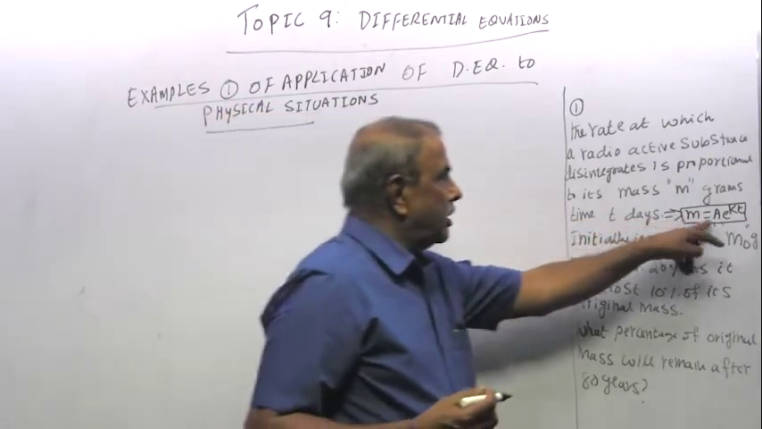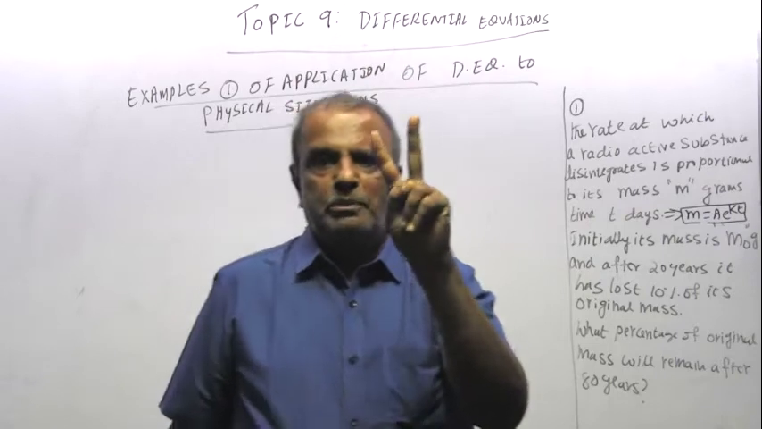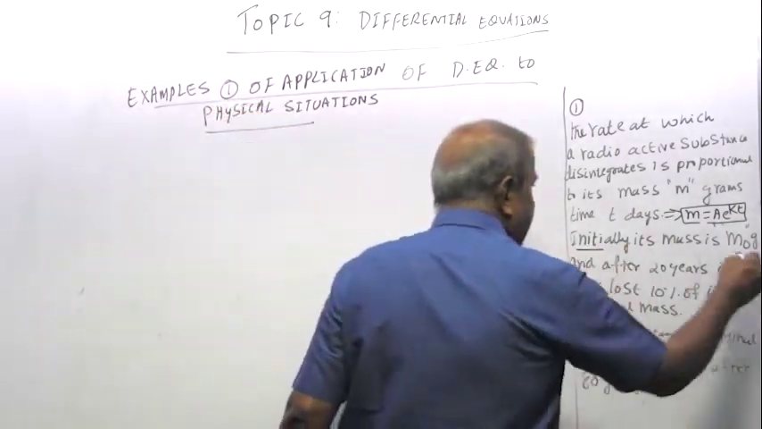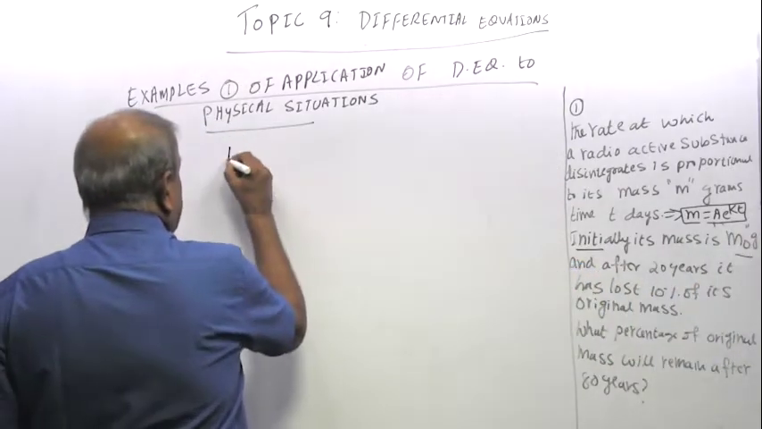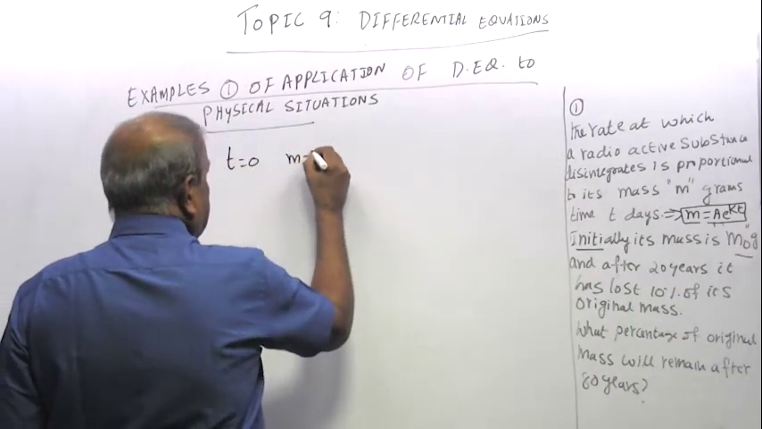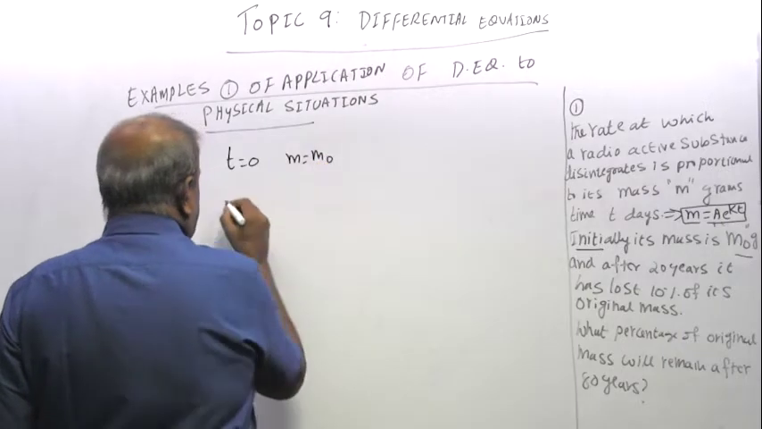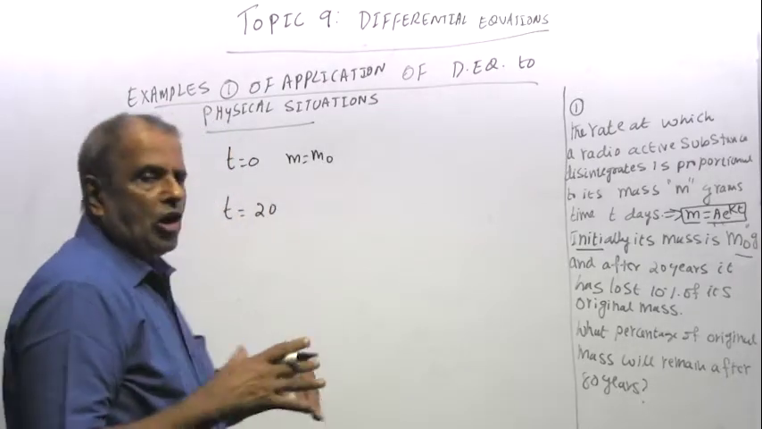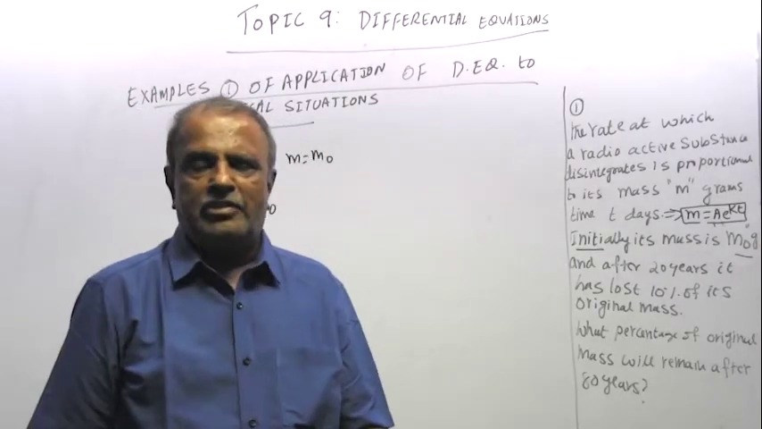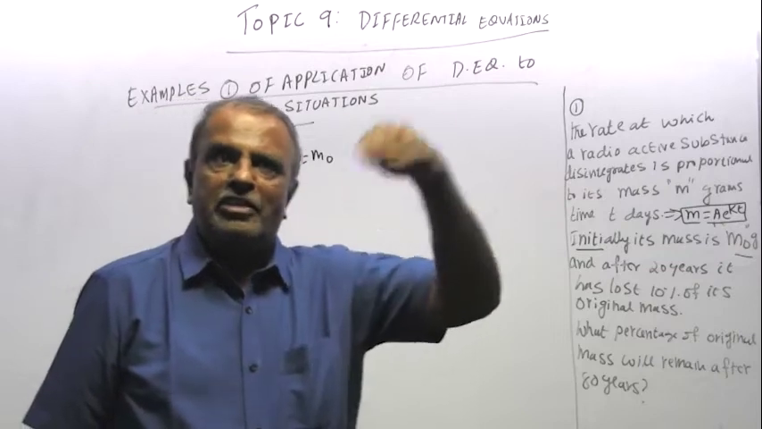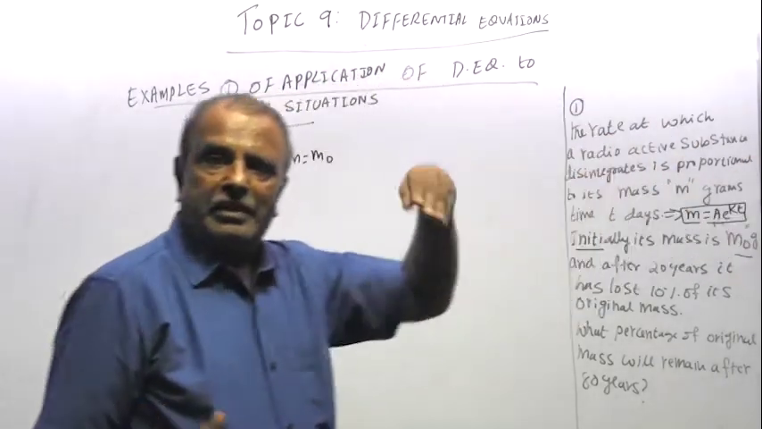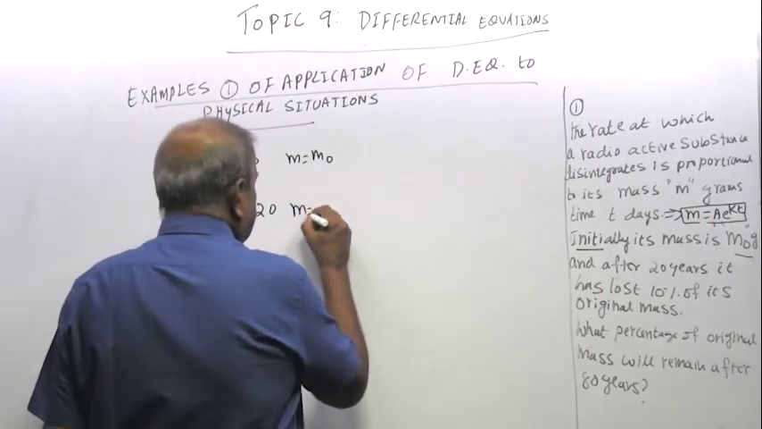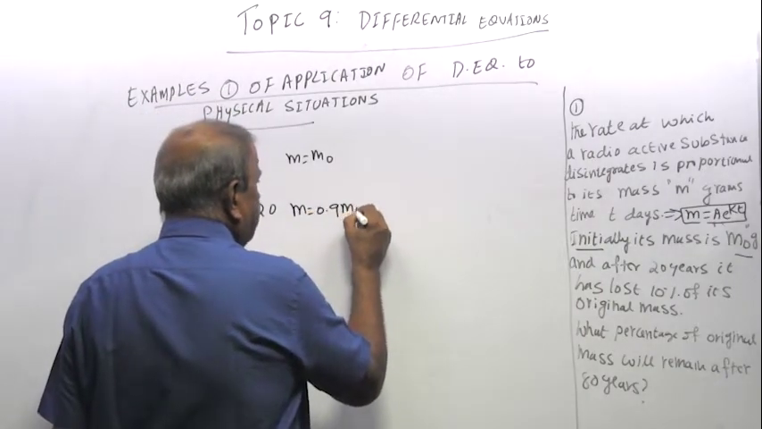That means I have 2 unknowns, so I require 2 pieces of information. Initially the mass is m naught, so t equal to 0, m equals m naught. And after 20 years, it has lost 10% of its original mass. Remember, m is the mass remaining at time t. So at the end of 20 years, 90% is left, which is 0.9 m naught.